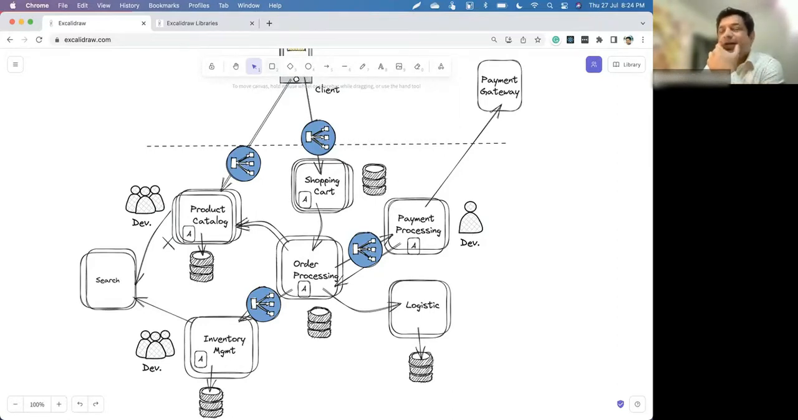Now we have more services also. So you may have one load balancer. I'm coming to that. You need multiple load balancers, because each service is a different service.